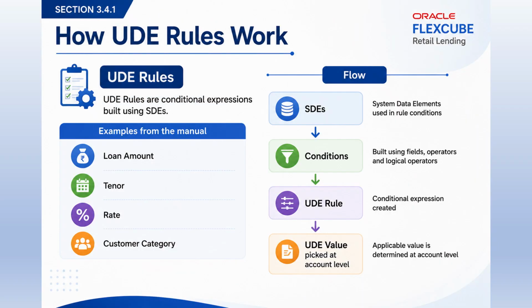How UDE rules work. UDE rules determine which UDE values will be picked up at the account level. These rules are conditional expressions built using system data elements, or SDEs. The manual gives examples such as loan amount, tenor, rate, and customer category. So the basic flow is: SDEs create the conditions, conditions form the UDE rule, and the rule helps determine the applicable UDE value.